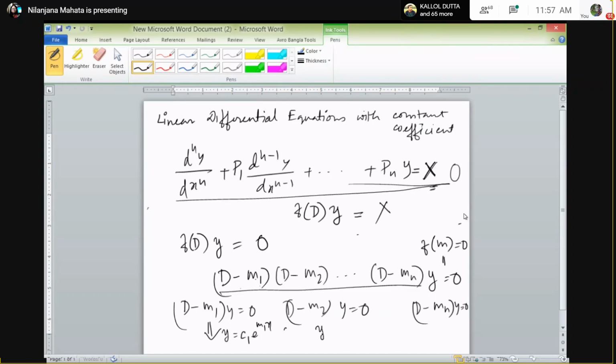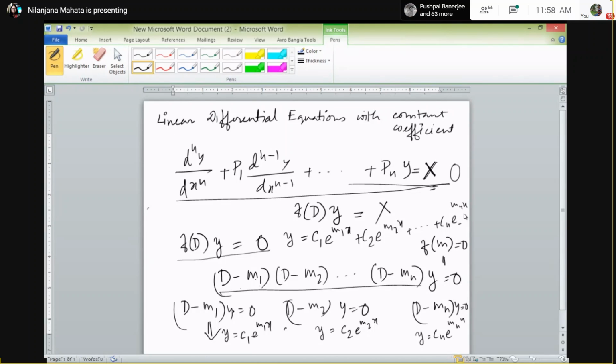From this you will get C2 e to the power m2x. From this you will get Cn. So the general solution of this homogeneous equation will be nothing but C1 e to the power m1x plus C2 e to the power m2x up to Cn e to the power mnx.